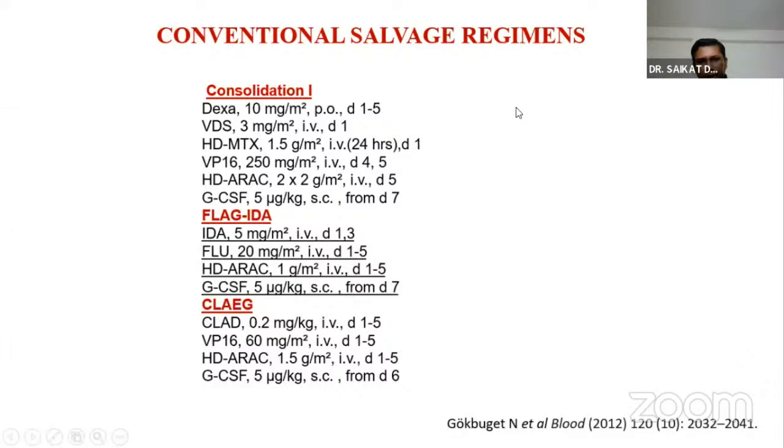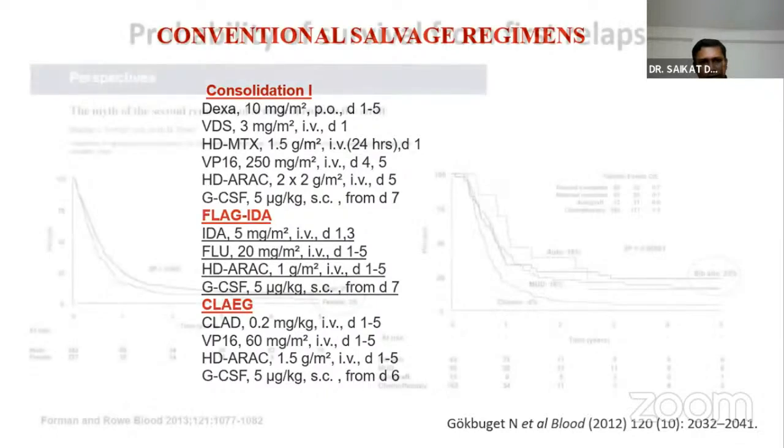These are the therapies which we use nowadays for consolidation. These are conventional chemotherapy. These are actually used by the German group. They use consolidation 1 for most of their patients. It consists of dexamethasone, vindesine, high-dose methotrexate, etoposide, and high-dose Ara-C. Commonly, we also use FLAG-IDA or CLAG-E regimen for salvage of relapsed ALL patients.